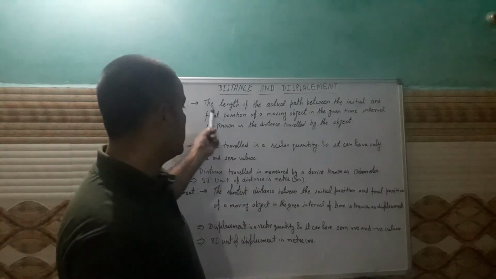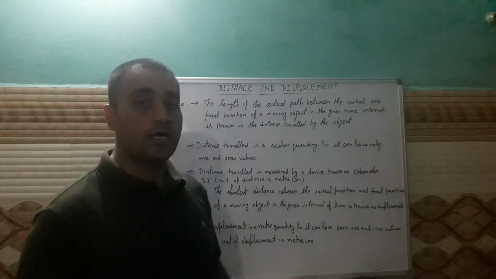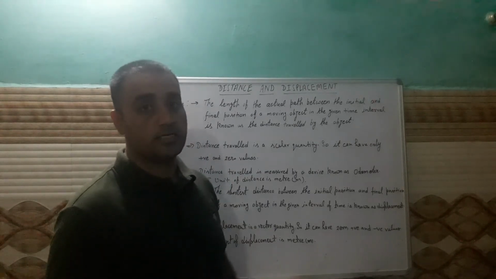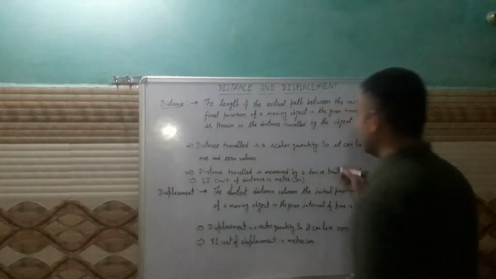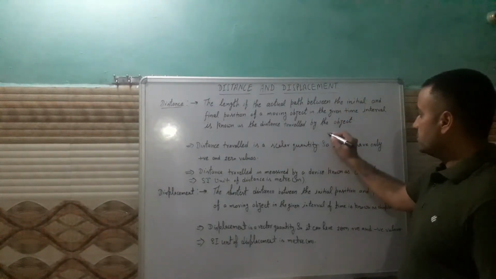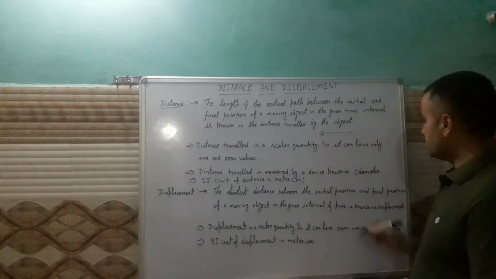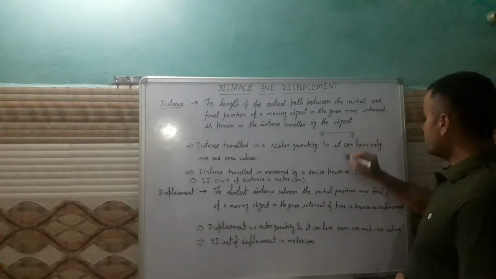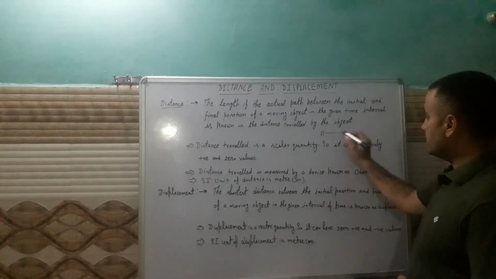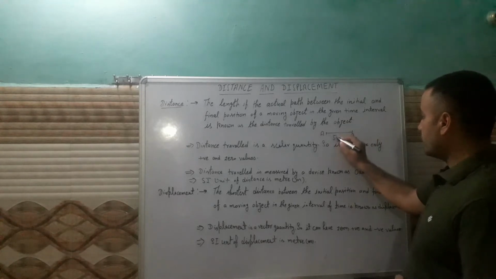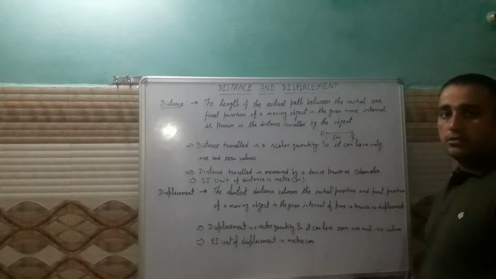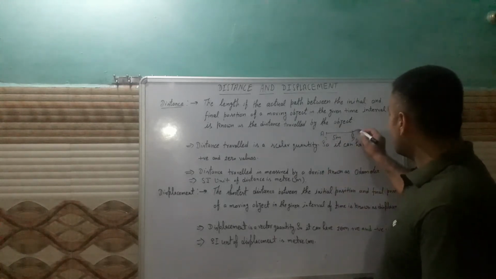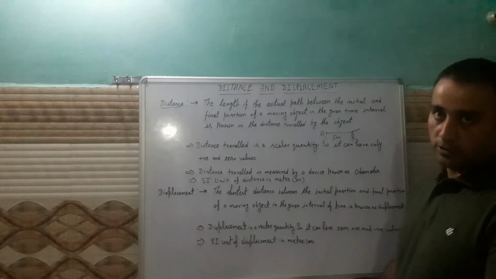So how can we define the distance? Dear students, the length of the actual path traveled by an object during its motion is known as the distance traveled. We will explain with the help of an example. Suppose a person starts from point A and travels some distance and moves up to point B, and suppose that the length of this path is 5 meters. So this is the value of the distance travelled. This is the value that is given by the total length which is travelled by the object actually.